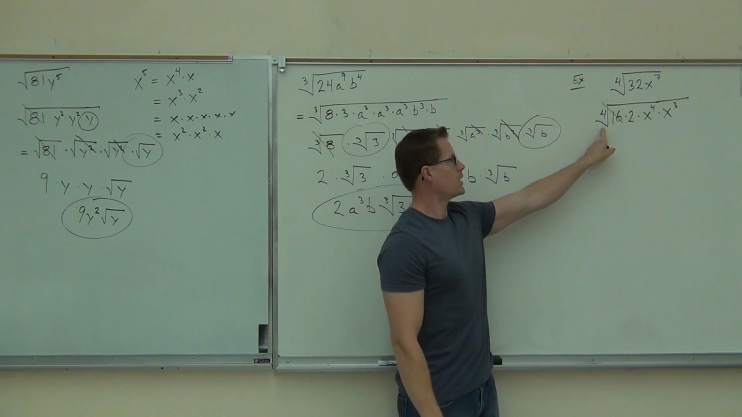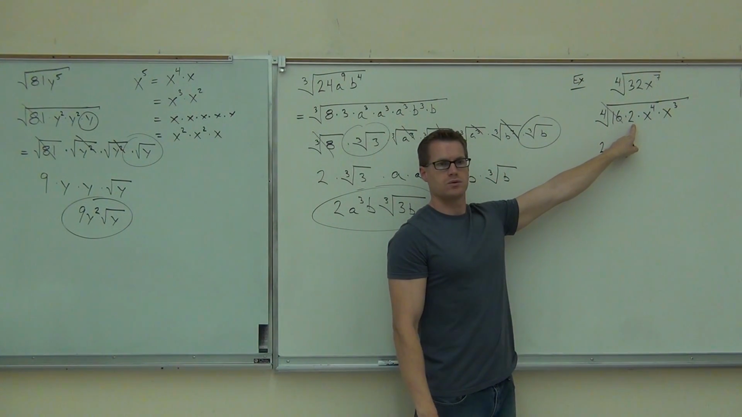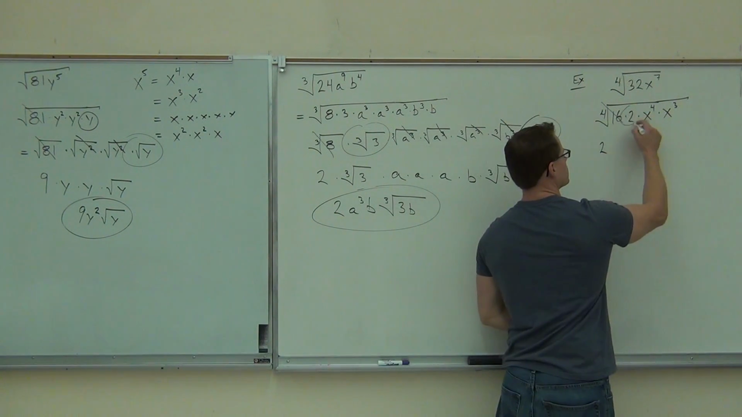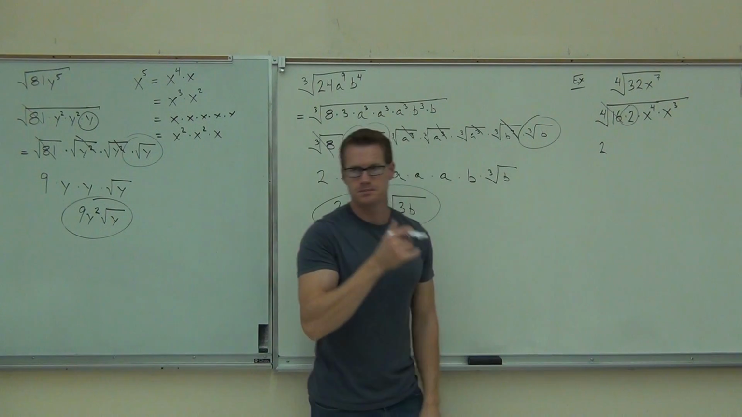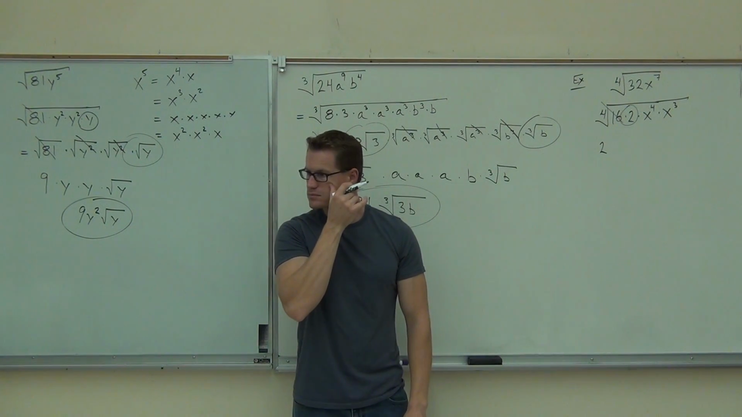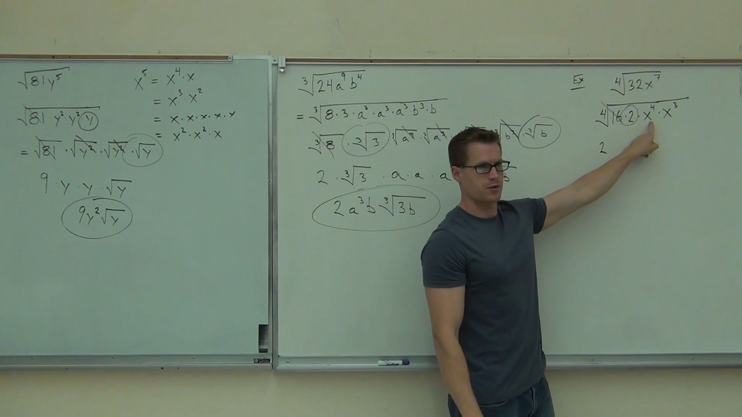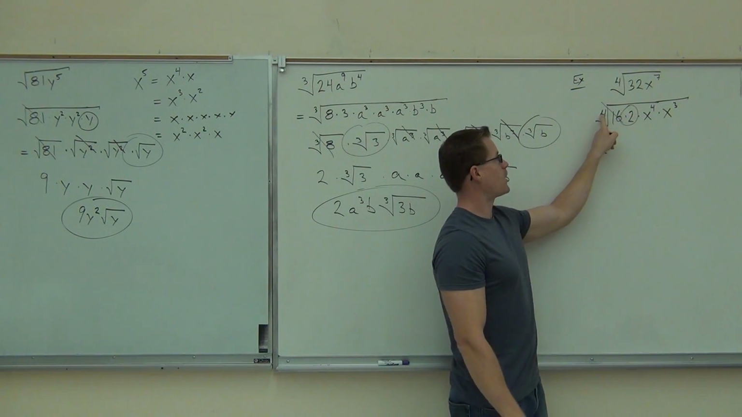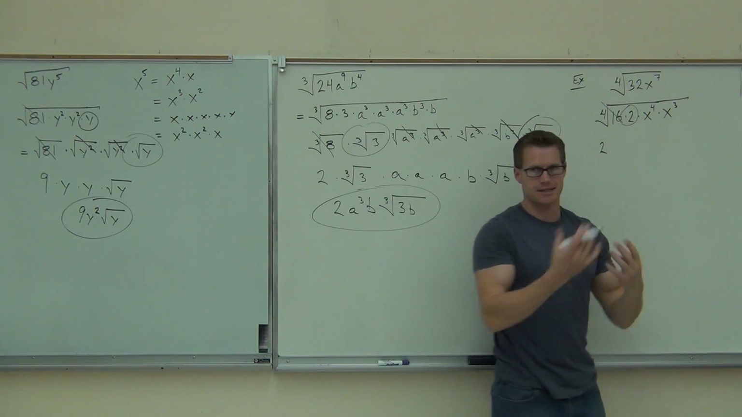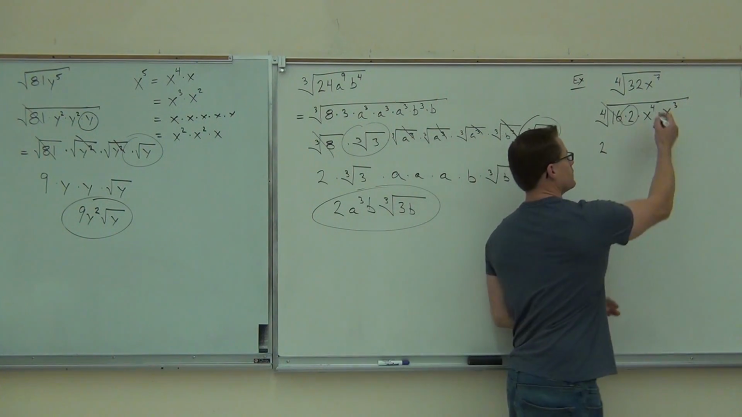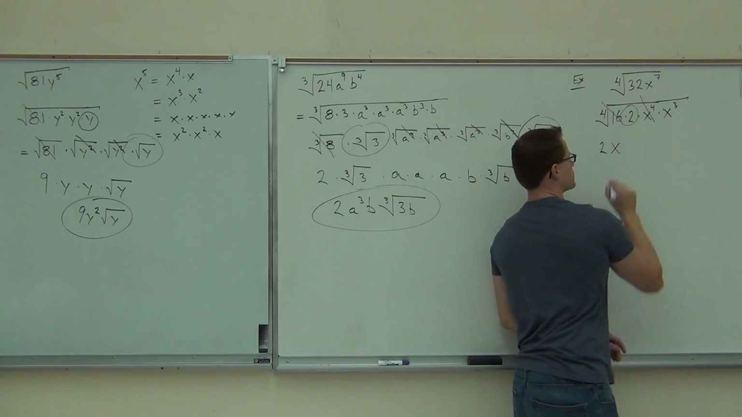What's the fourth root of 2? Can you do that? No. You're going to circle it. Whatever you circle stays inside your radical. What's the fourth root of x to the 4th? Yeah, the power matches the root. That's why we picked it. Cross it out, put your x.